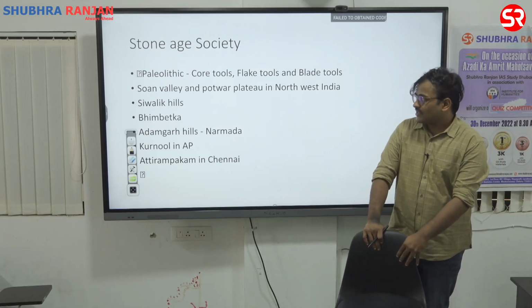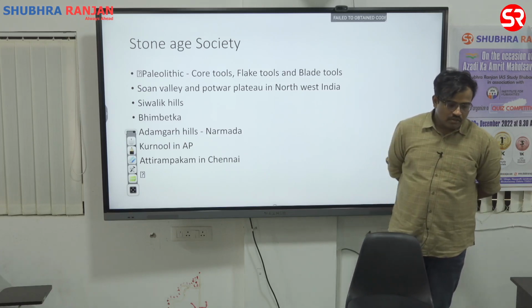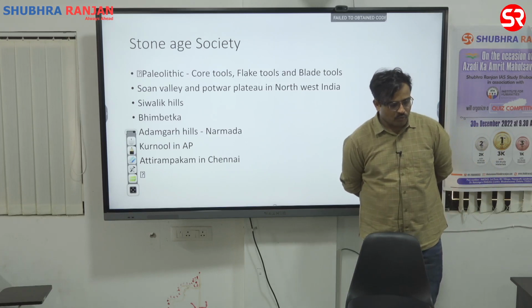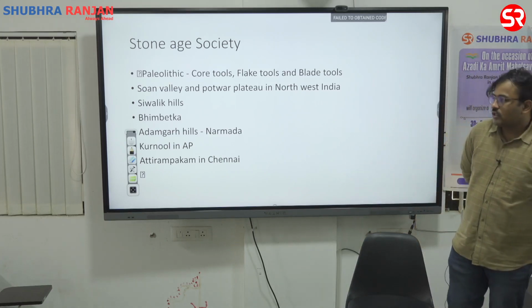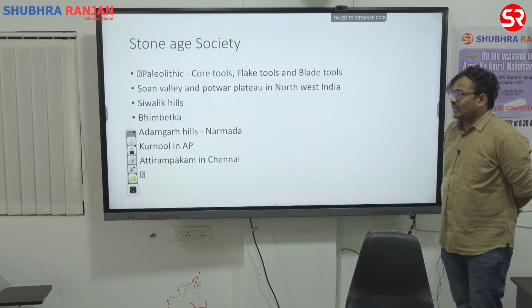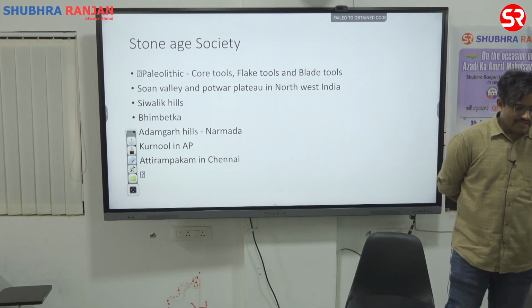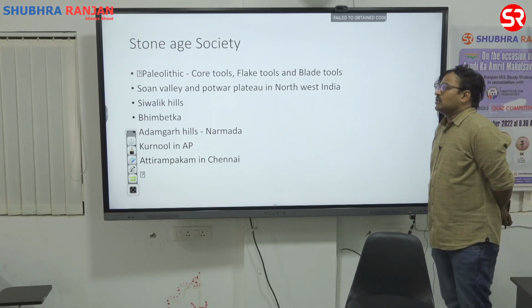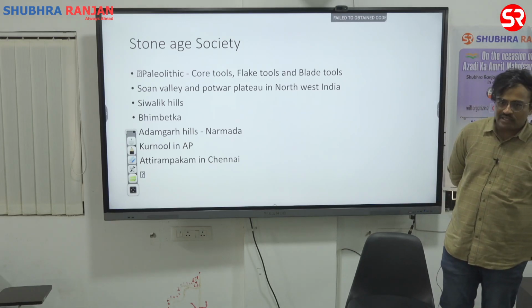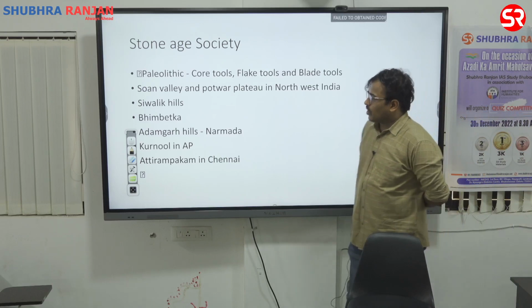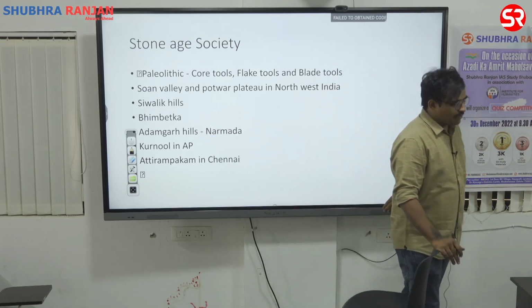Number one is the Son Valley and Potwar Plateau in northwest India. Write it down. Second one is the Shivalik Hills. Third one is the region known as Bhimbetka, a very prominent Paleolithic age site. There is a rock painting style also here, so we'll study about it later.